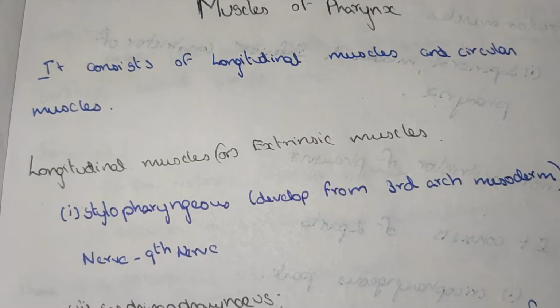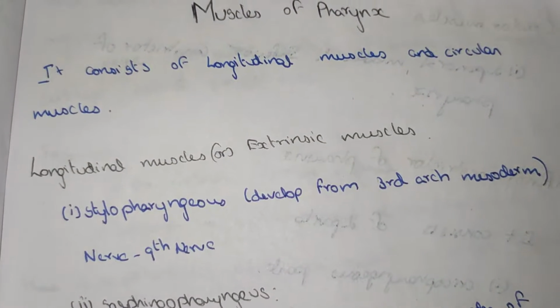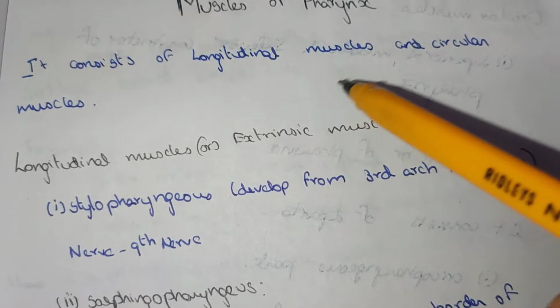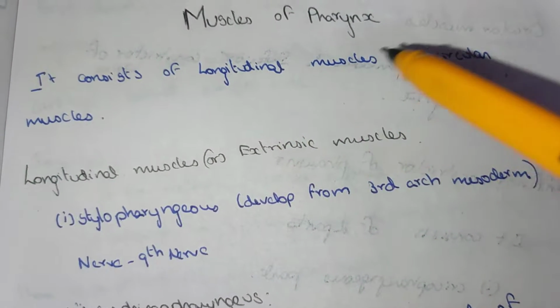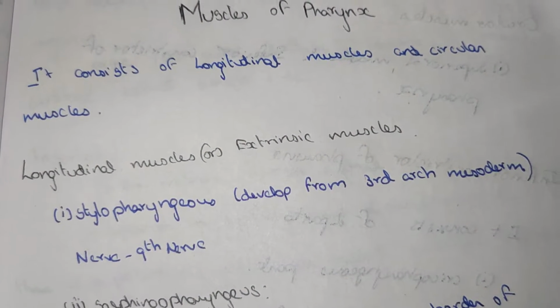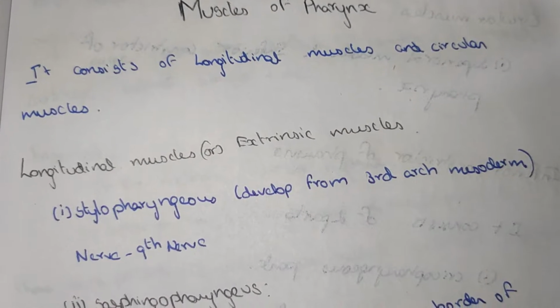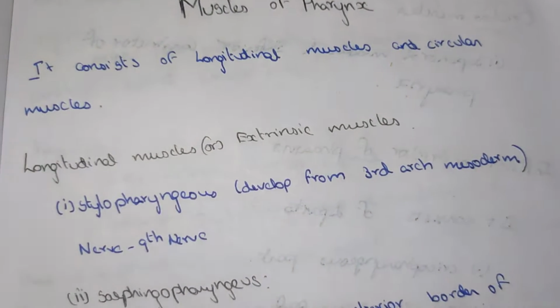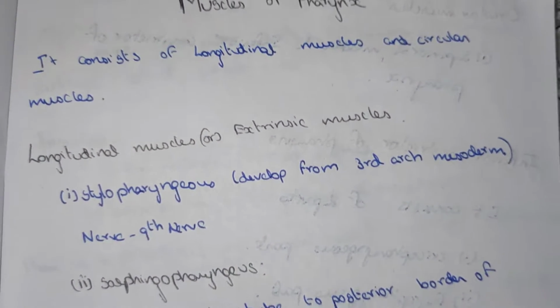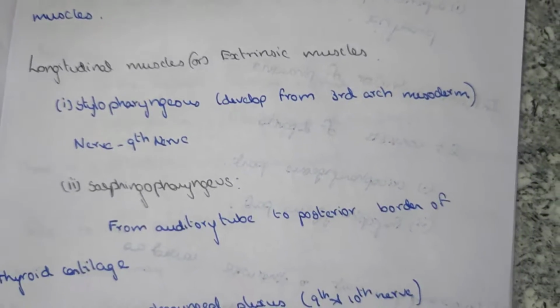In this video, we are going to see about the muscle of the pharynx. It consists of longitudinal muscle and circular muscle. The muscle of the pharynx generally consists of a longitudinal muscle as well as the circular muscle. The longitudinal muscles are otherwise known as extrinsic muscle.